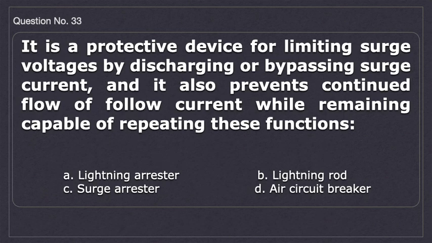Question number 33. It is a protective device for limiting surge voltages by discharging or bypassing surge current, and it also prevents continued flow of follow current while remaining capable of repeating these functions. A. Lightning arrestor. B. Lightning rod. C. Surge arrestor. D. Air circuit breaker. Answer, C. Surge arrestor.